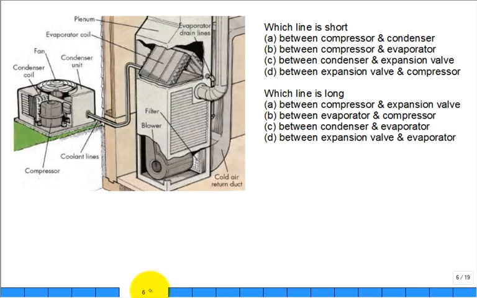All right. Now, there's two lines. I forgot the name of them. What are the two names of our lines that move the refrigerant back and forth between the inside and outside of the home? Suction line and liquid line.